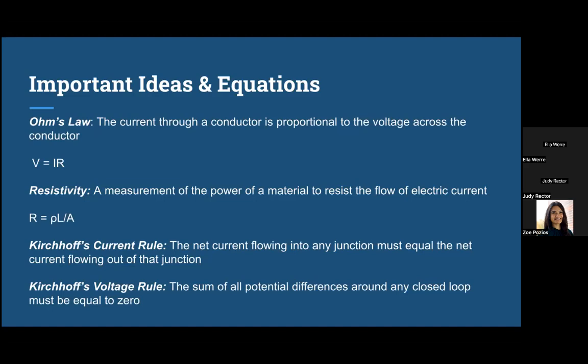Some important ideas and equations to consider in this formal lab were Ohm's law: current through a conductor is proportional to the voltage across the conductor, given by the equation V equals IR. The concept of resistivity, which is a measurement of the ability of a material to resist the flow of electric current, and Kirchhoff's laws. So, current going into a junction equals the net current flowing out of the junction, and the voltage rule, where the sum of all potential differences around any closed loop must be equal to 0.